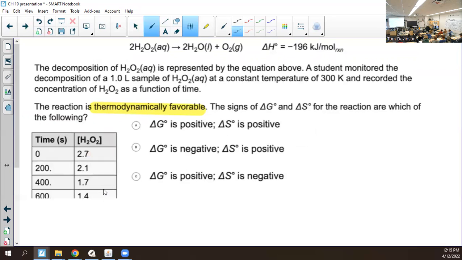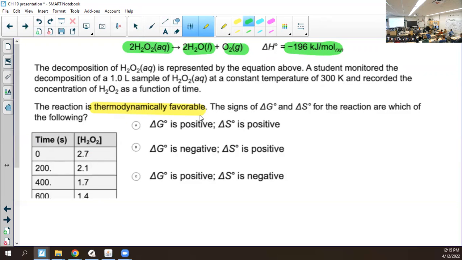Okay, here we go. This is going to combine them both. And this is a thought question from the multiple choice. The decomposition of hydrogen peroxide is represented by the equation above. Now, looking at the equation above, there's some important things here. We have something aqueous going to a liquid and a gas. So that's going to be important. And then we have that it is what type of reaction? Exothermic.